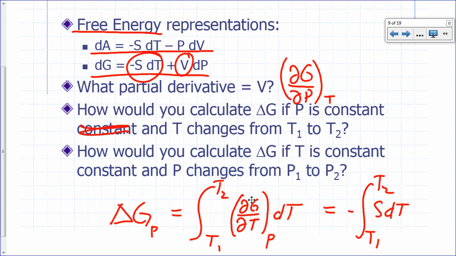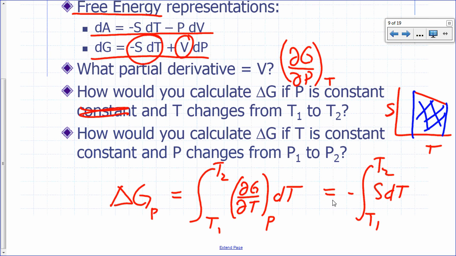So if you have an expression that tells you what S is as a function of temperature, if you can plot S versus temperature, the area under the curve from T1 to T2 would be the integral of S dT. That would give you the delta G. Okay? Because you're integrating S versus temperature. Integral of S dT would be that area under the curve. Okay.